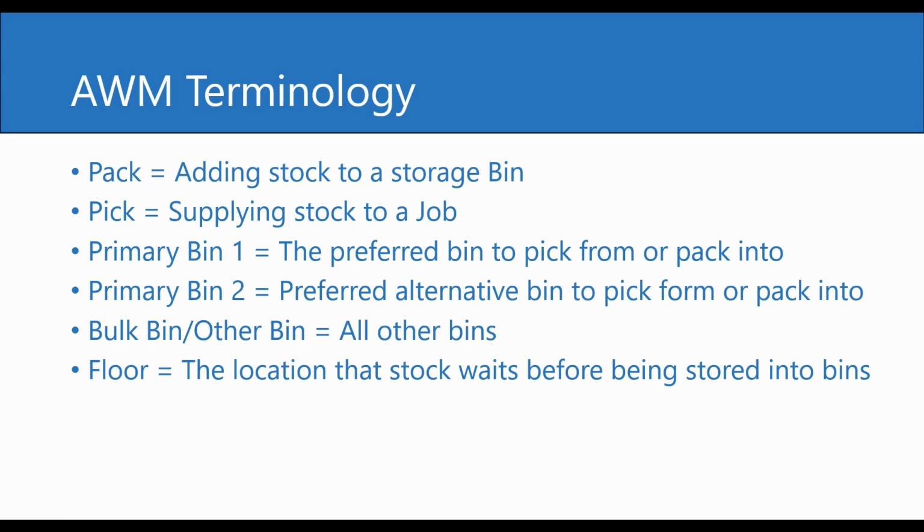Primary bin 1 is the preferred bin to pick from or pack into, while primary bin 2 is the preferred alternative bin to pack into or pick from. These are both configured per stock record. And when we talk about the bulk bin or other bins, what we really mean is any other bin that the stock is in that is not the primary 1 or 2 bins.